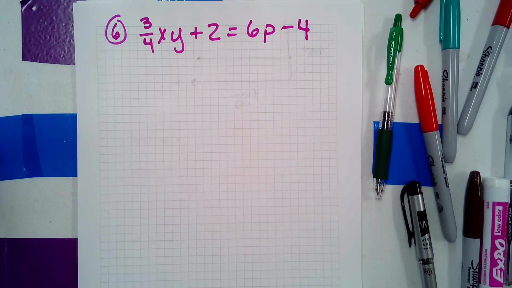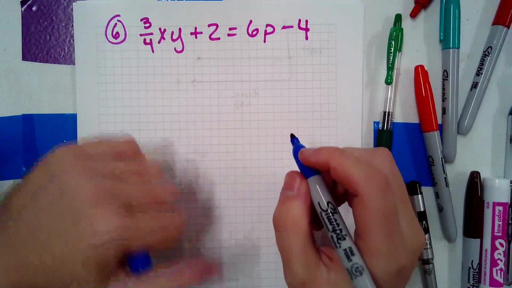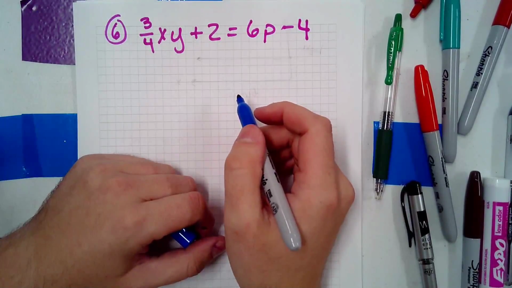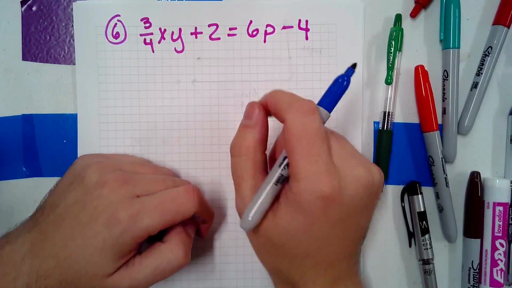You want to get X, Y, or P on its own first? X. P's the easiest, but we'll do X. We're going to get X first because you like to do X first, I guess. It's the first letter that comes up in the alphabet.